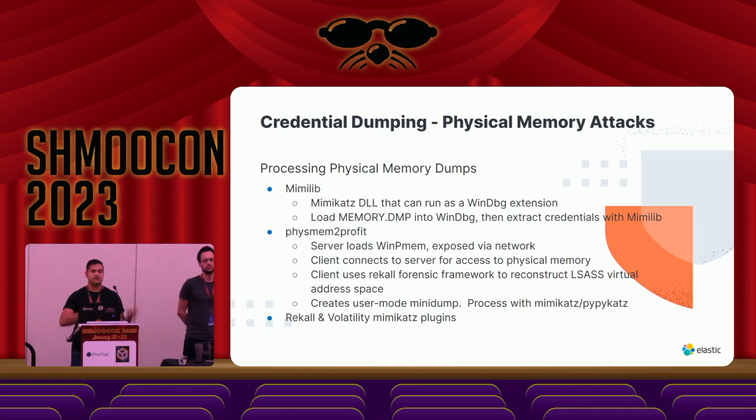And the Rekall forensic framework is used to assist with walking the page tables and any kernel-related structures, reconstructing LSASS's address space from physical memory. Vizmem2Profit creates user mode mini dumps, which can then be processed with more standard tools like Mimikatz or pypykatz. And then one other option is that Rekall and Volatility do include Mimikatz plugins that function very similarly to the MimiLib WinDbg extension on acquired physical memory dumps.